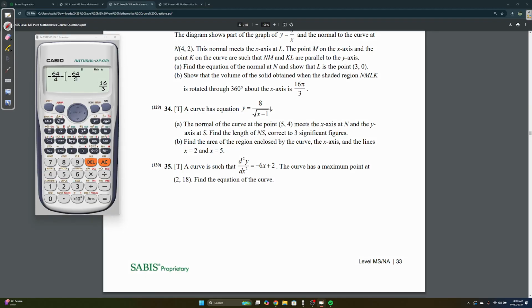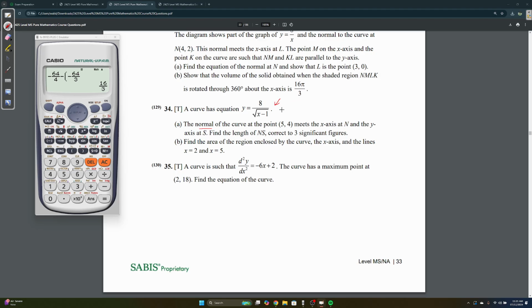The normal of the curve at the point (5, 4) meets the x-axis at N and the y-axis at S. Find the length of NS correct to 3 significant figures. So basically they gave us the x-intercept and the y-intercept. We want to find the distance, so we need to know what the 2 points are. We know that they're on the normal, and you can find the normal, right?